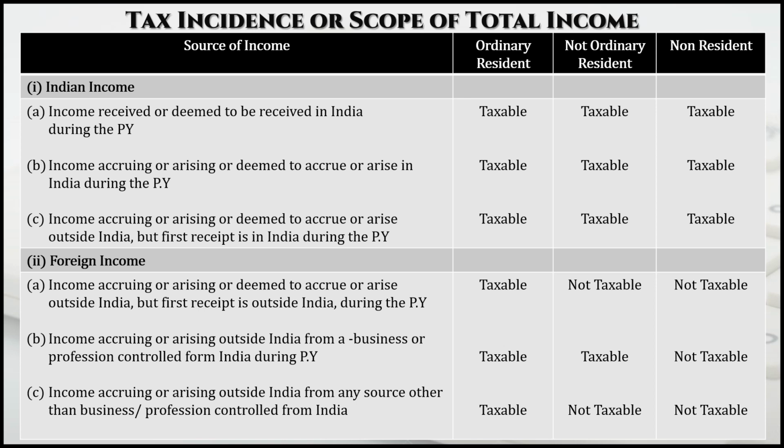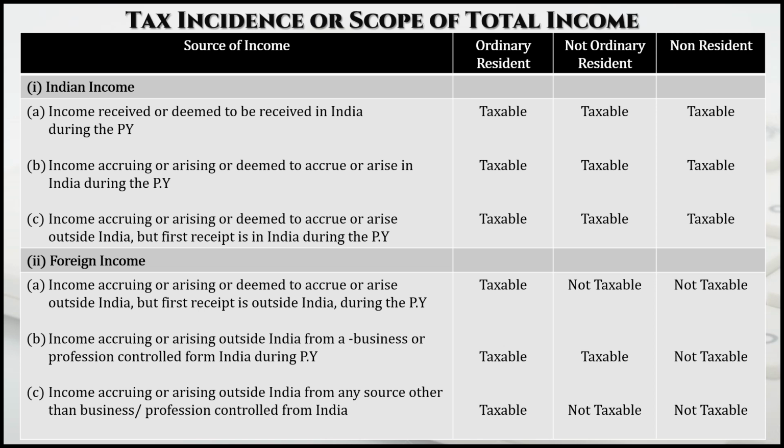Then the third type is income accruing or arising or deemed to accrue or arise outside the country, but first it is going to be received in India. So again, it's going to be considered as an Indian income. When you say it's an Indian income, it's going to be taxed for all three types of residents: ordinary, not ordinary and non-resident. So if a person has done the job outside the country and the amount is going to arise outside the country, but it is going to be received first in India, then it is considered as an Indian income. It is taxed for all the three. So these are the three things that are considered under Indian income.